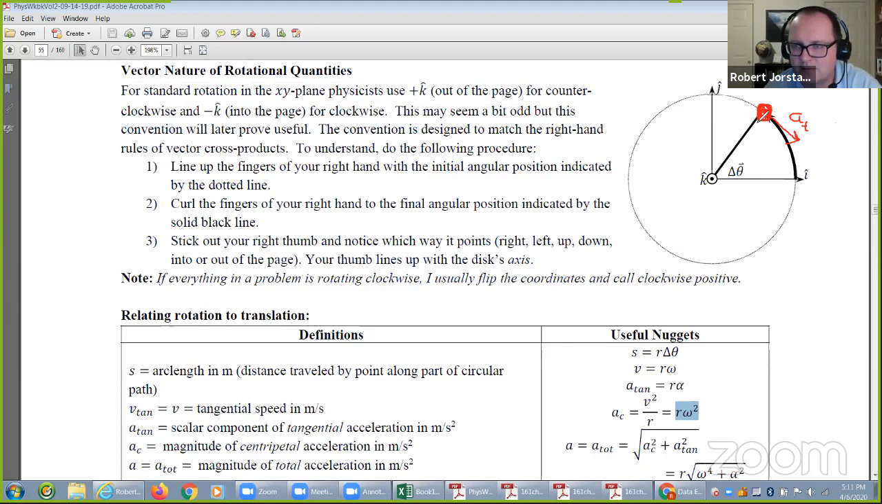And there might be some component here towards the center. That would be AC. And then by the parallelogram rule, we know that this right here is A total, right? So the total acceleration is not necessarily toward the center or parallel to the edge. It could be off at some random other angle.